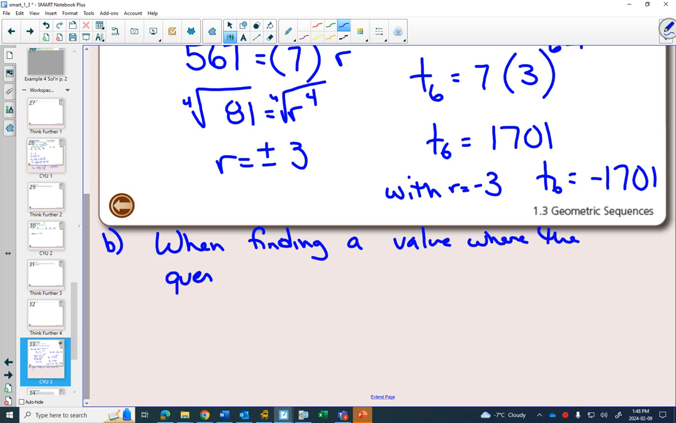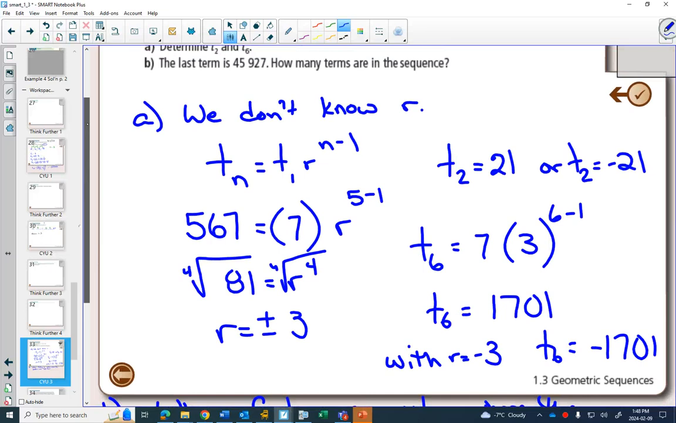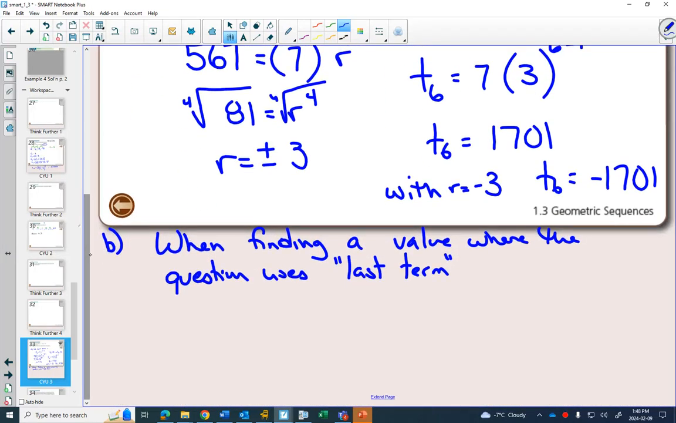When finding a value where the question uses the words the last term. Okay? So this question here says, the last term is 45,927.